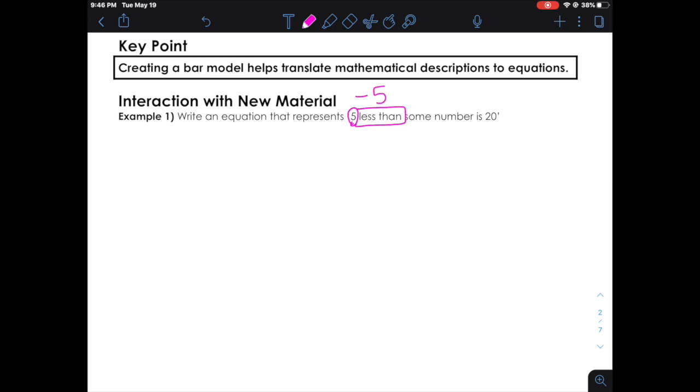And how much am I going to subtract? 5. 5 less than. Be careful you don't do 5 minus, because that's saying that we're starting with 5 and then we're subtracting some number. But this phrase says we're starting with some number and then subtracting 5. So we have some number, which is going to be a variable, n, and is represents an equal sign, and then it's going to equal 20.